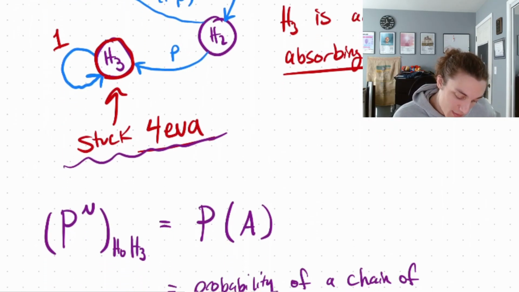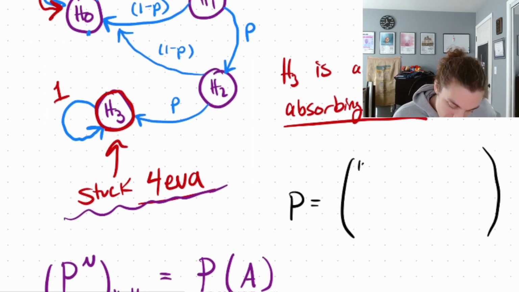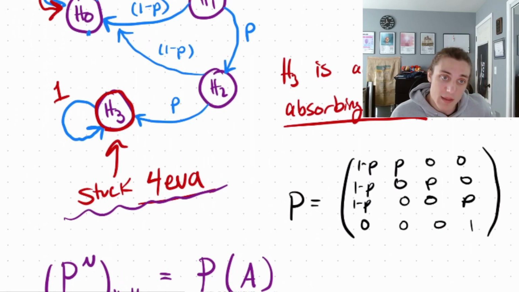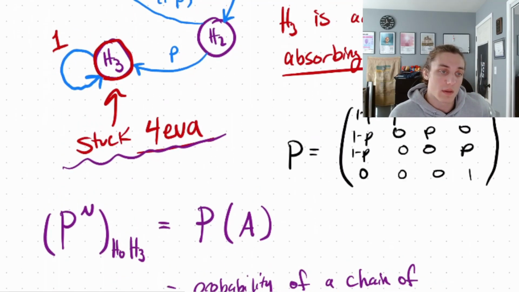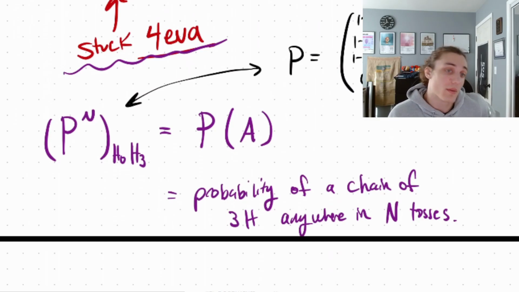That makes our transition matrix P look like this. We have 1 minus P, P, 0, 0, 1 minus P, 1 minus P, 0, 1, 0, 0, 0, P, 0, 0, 0, P. And then we can use essentially a functional representation here in terms of capital N to discern this probability of a chain of 3 heads occurring anywhere in these n tosses.